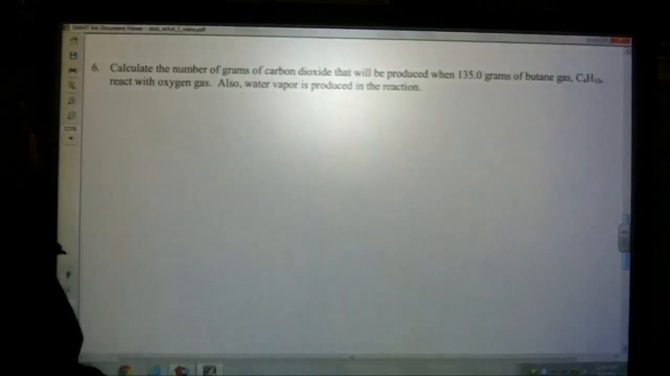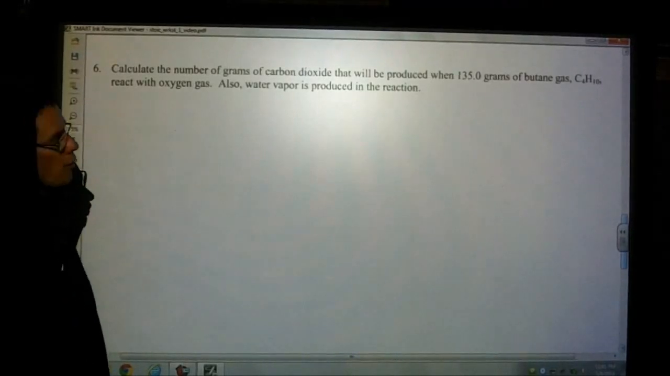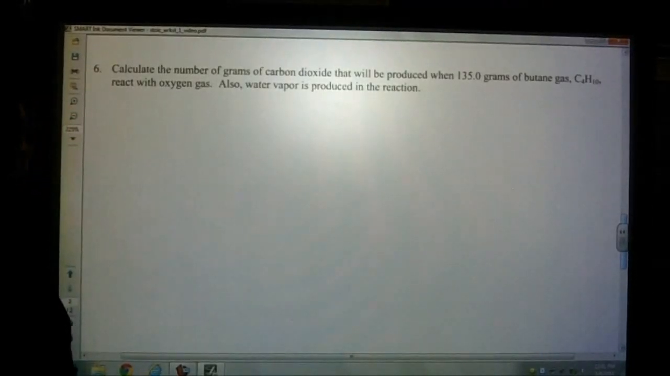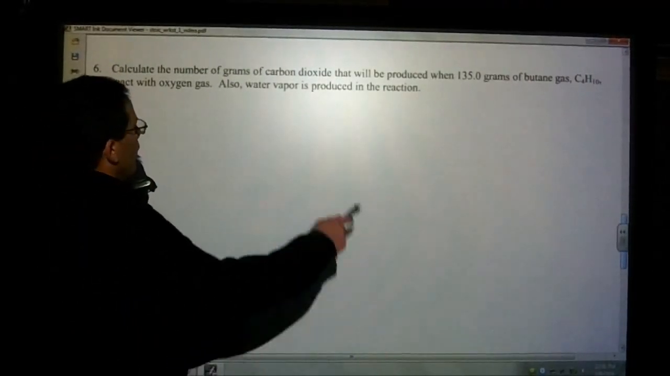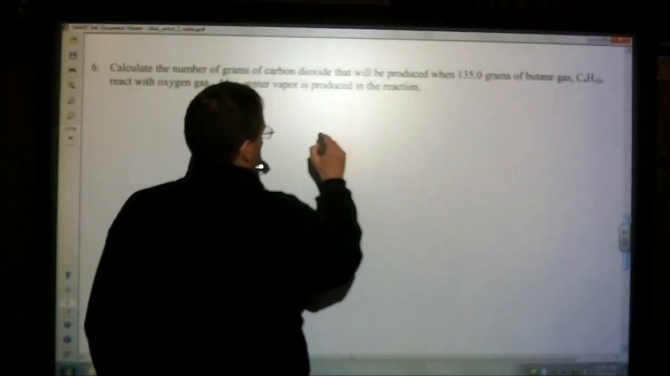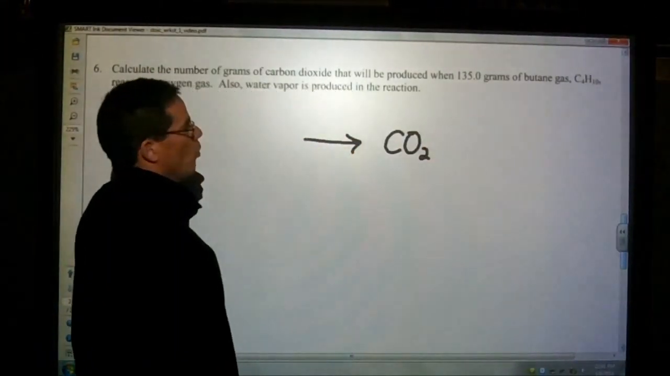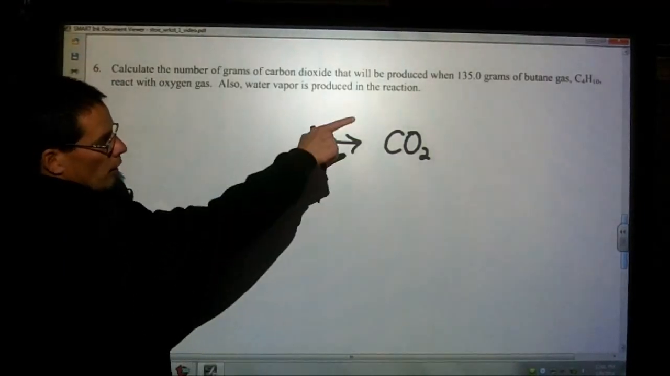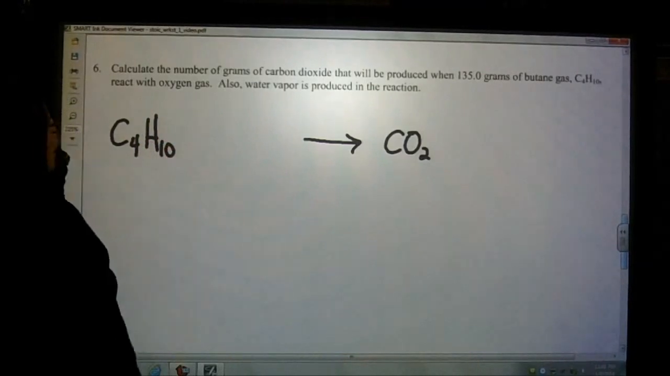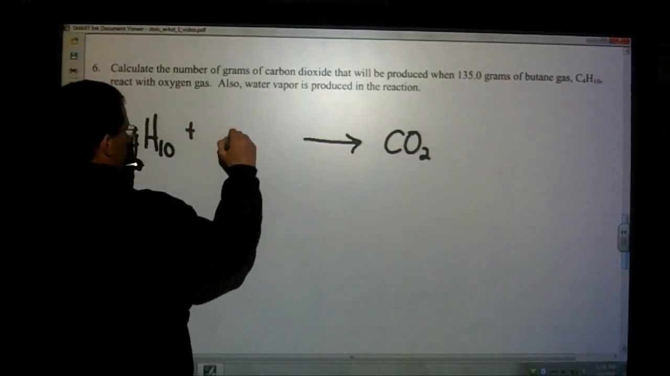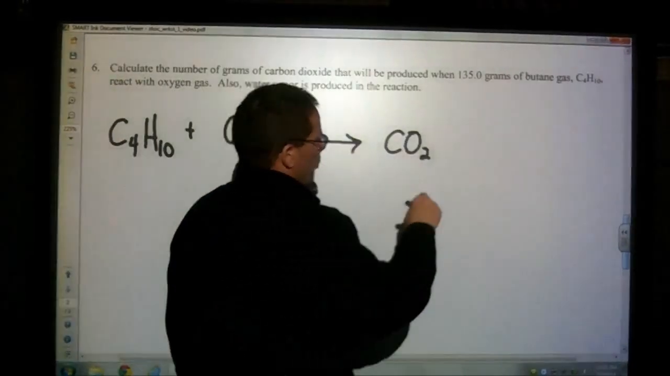Question number 6 says, calculate the number of grams of carbon dioxide that will be produced when 135 grams of butane react with oxygen gas. Also, water vapor is produced in the reaction. So calculate the number of grams of carbon dioxide that will be produced when 135 grams of butane, C4H10, react with oxygen. Also, water vapor is produced.